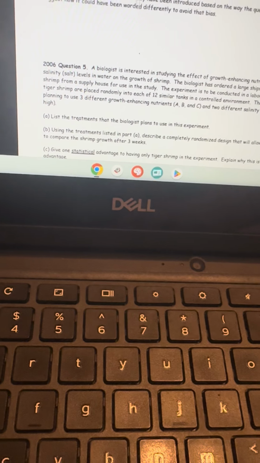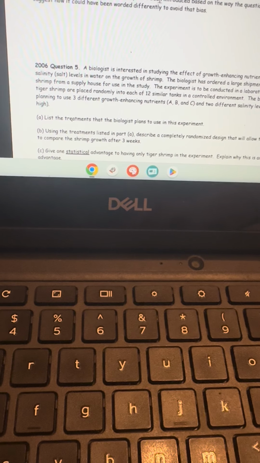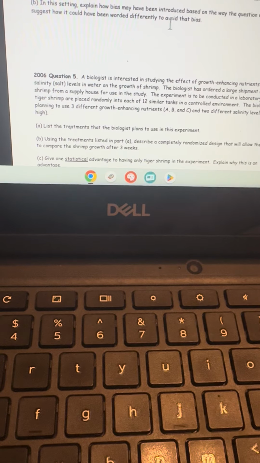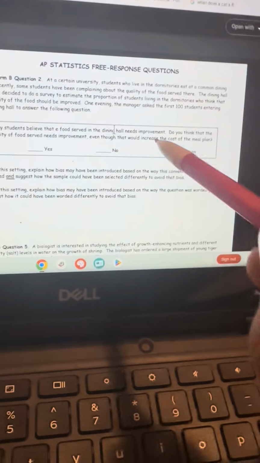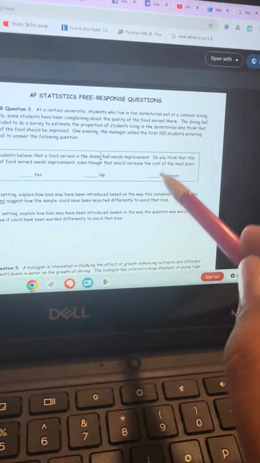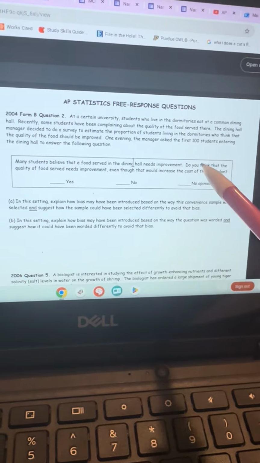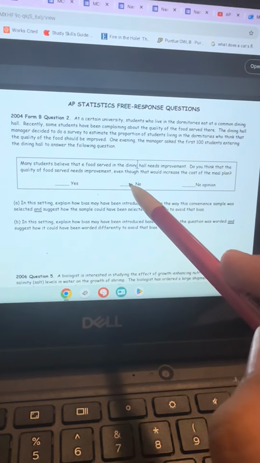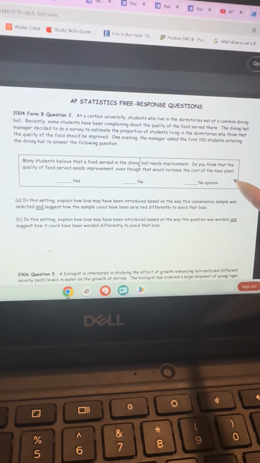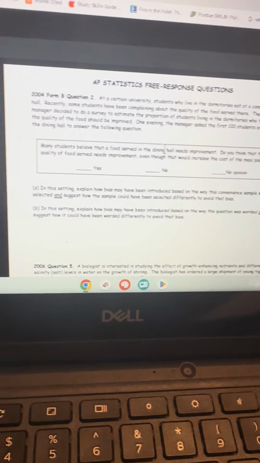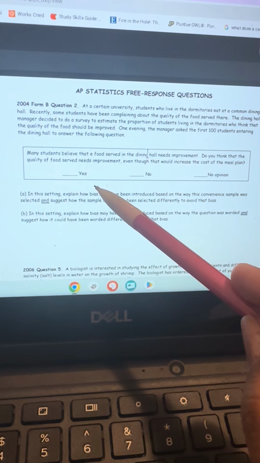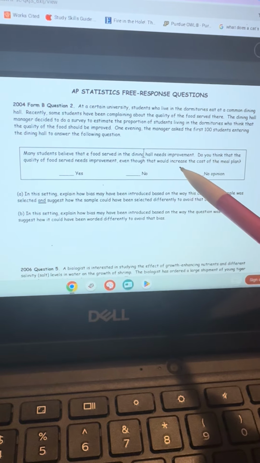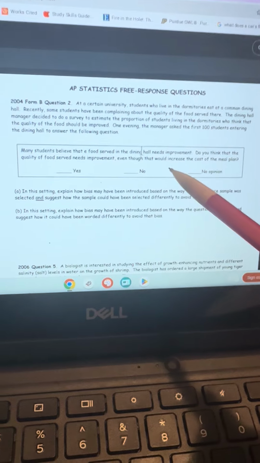In this setting, explain how bias may have been introduced based on the way the question was worded, and suggest how it could have been worded differently to avoid that bias. So in my opinion, this part is not relevant to the actual question being asked. Do you think the quality of the food served needs improvement, even though that would increase the cost of the meal plan? Because really, this isn't relevant. We're asking if the food needs improvement, but this is dissuading people from answering yes, even if they think the food needs improvement, because they don't want to pay more for the dining plan.